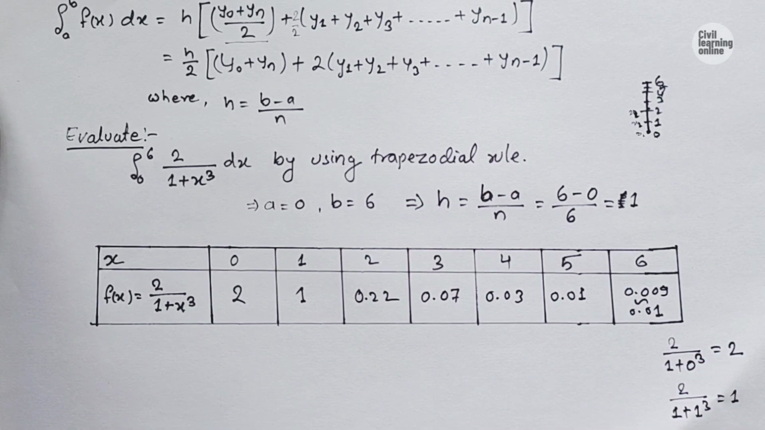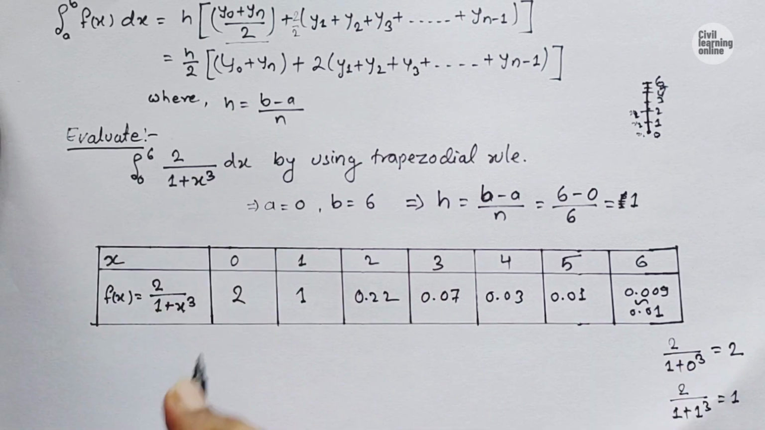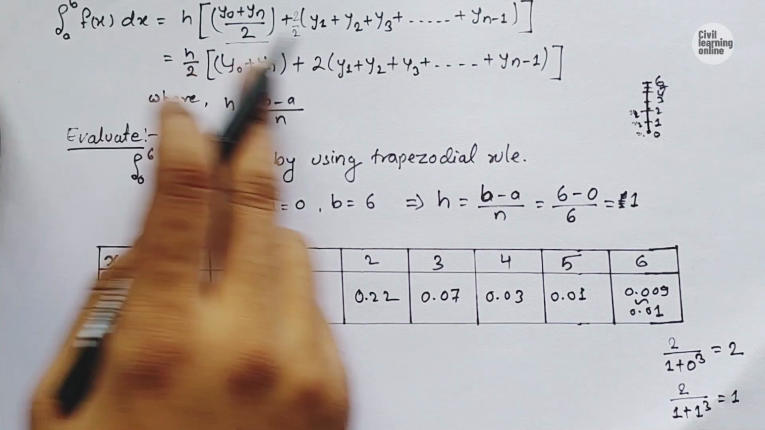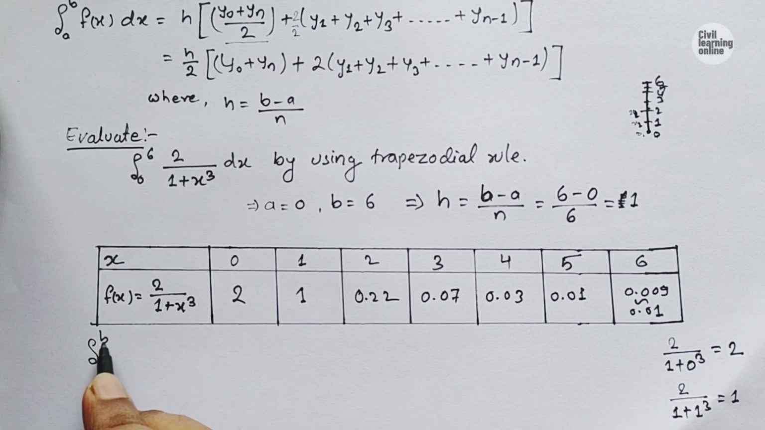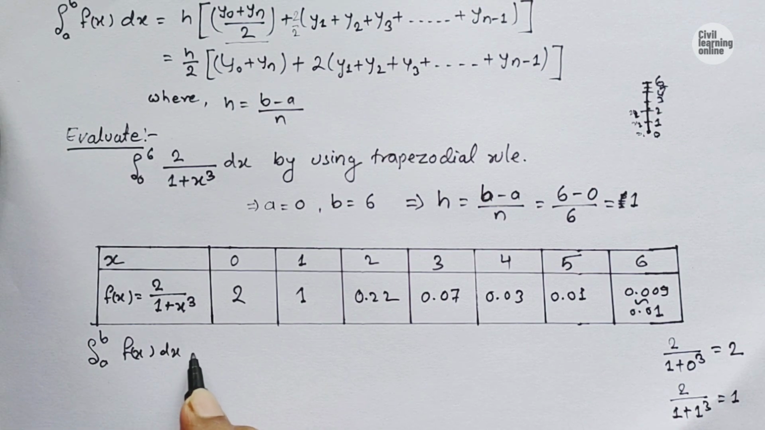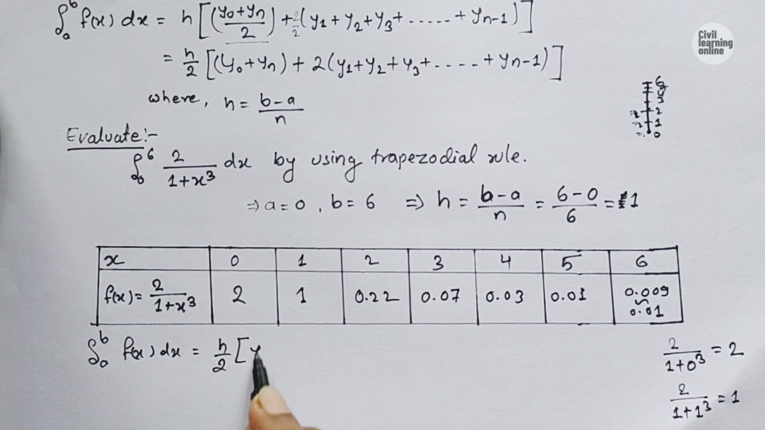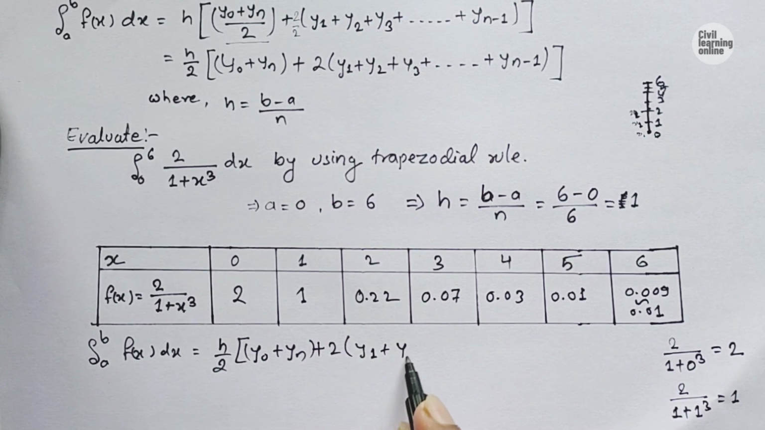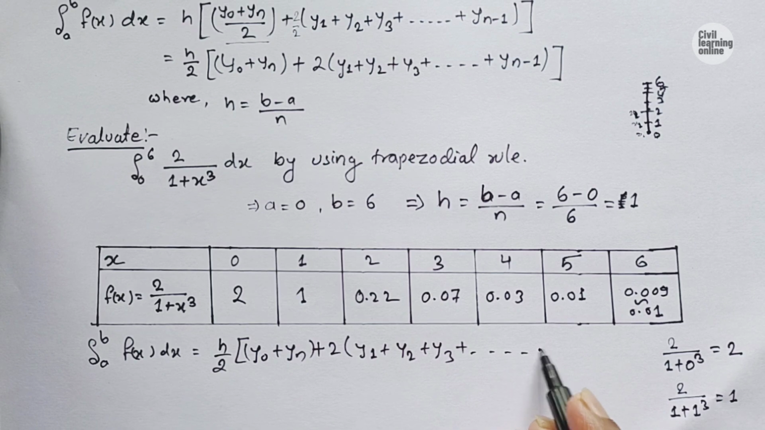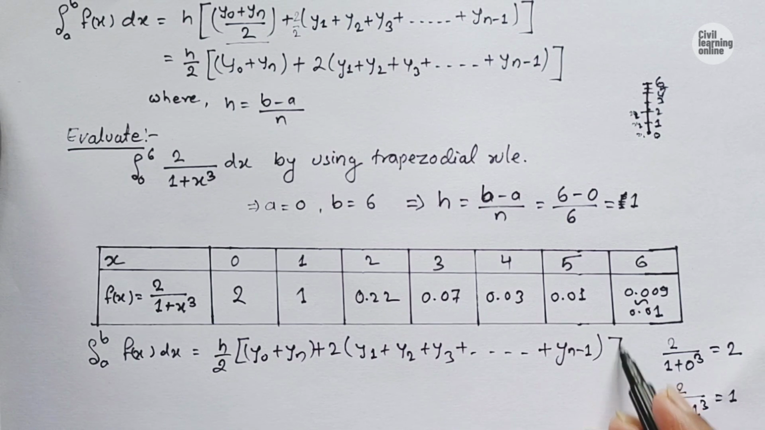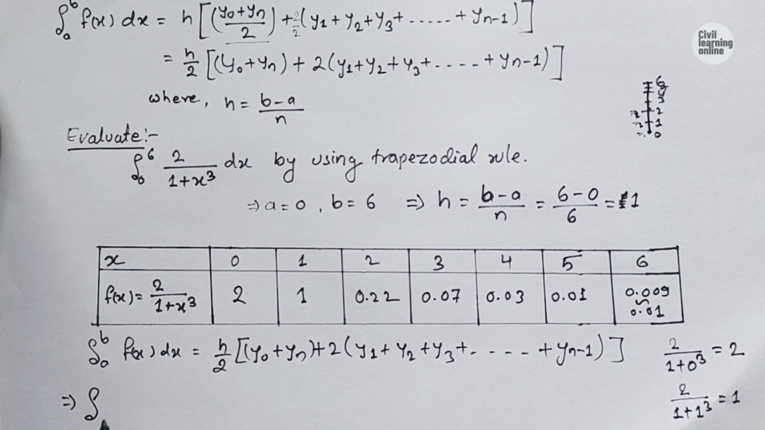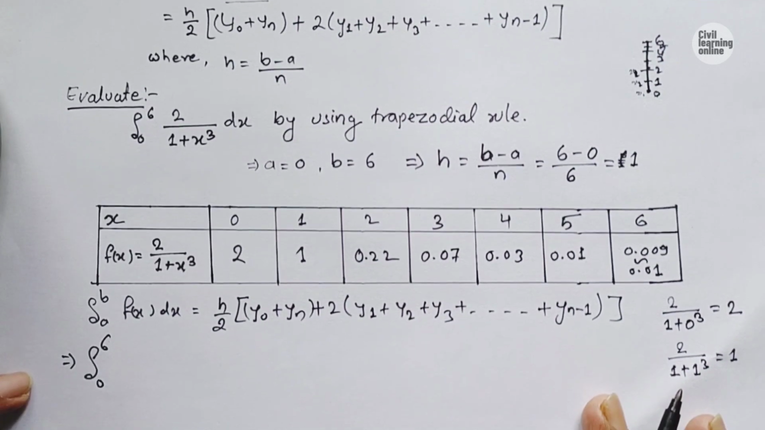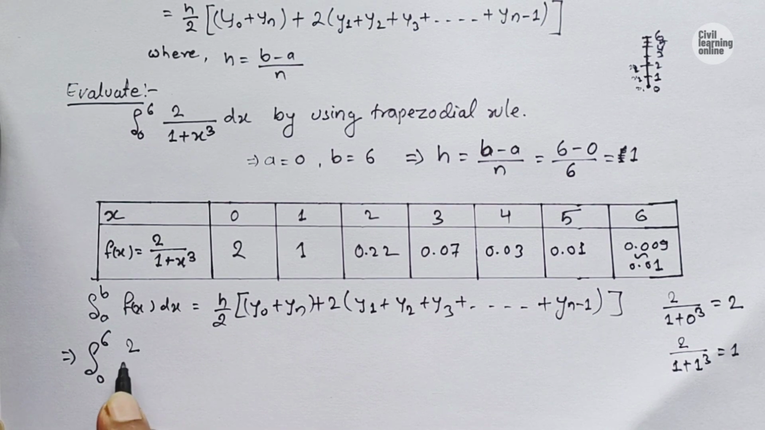Now after calculating these values, simply put them in the formula. We have the integration from a to b of f(x) dx equals h by 2 times y naught plus y1 plus 2 times y1 plus y2 plus y3 plus up to yn minus 1, and bracket close. And our equation is integration of 0 to 6, and f(x) is given as 2 upon 1 plus x cube dx.